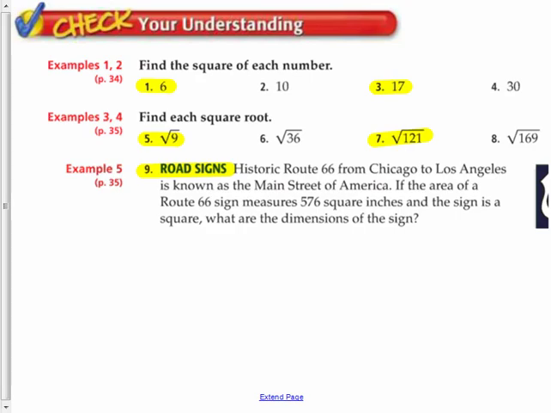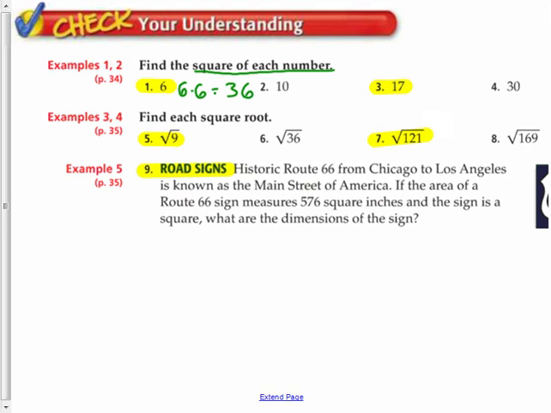All right, let's look at just a couple more examples here of doing squares and square roots. Being able to bounce back and forth. So we'll look at problem number 1 here on this review page. It says find the square of each number. So to find the square of 6, I need to do 6 times 6, which equals 36.